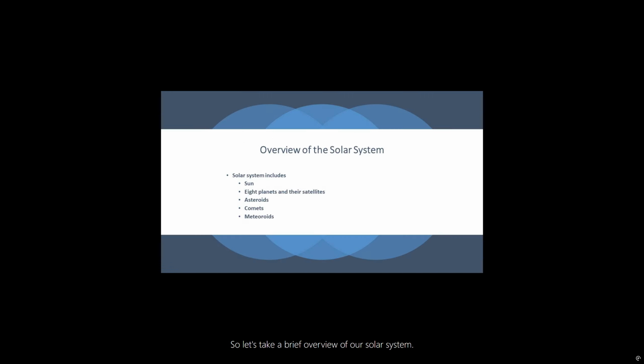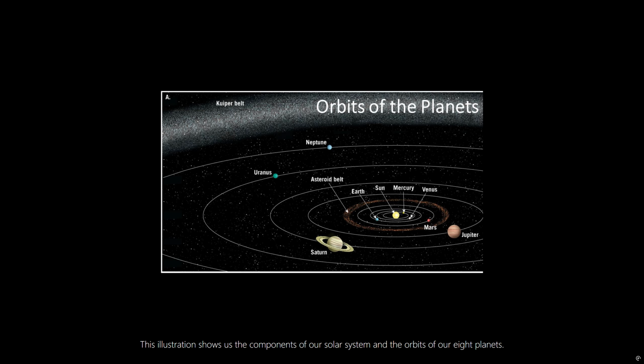So let's make a brief overview of our solar system. Our solar system includes the Sun, which is a medium-sized yellow star, 8 planets and their satellites, asteroids, comets, and meteoroids. This illustration shows us the components of our solar system and the orbits of our 8 planets. Earth is the 3rd planet from the Sun. Our inner asteroid belt orbits between Mars and Jupiter, and outside the orbit of Neptune is the Kuiper Belt, a region of icy dwarf planets, asteroids, and comets.